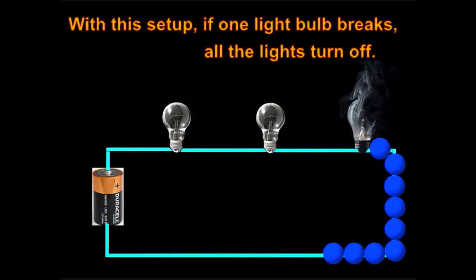With this setup, if one light bulb breaks, all the others go out. Ohm's law is one of the most important laws in all of electronics. It relates current, voltage, and resistance. With Ohm's law, you can do a lot of simple circuit design and analysis, but never memorize Ohm's law. It's very simple to derive, and let's do that now.